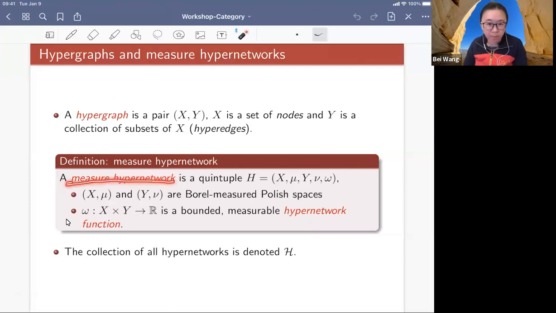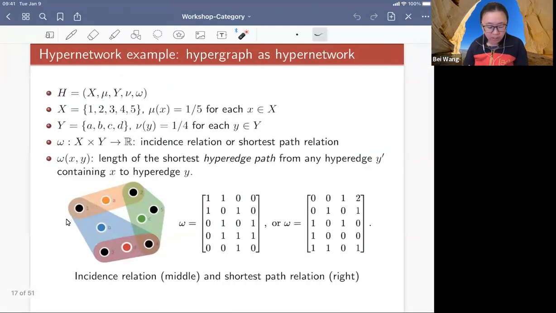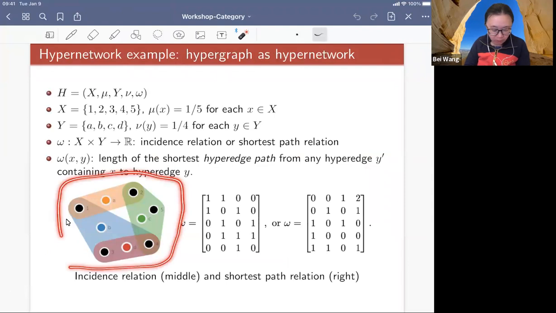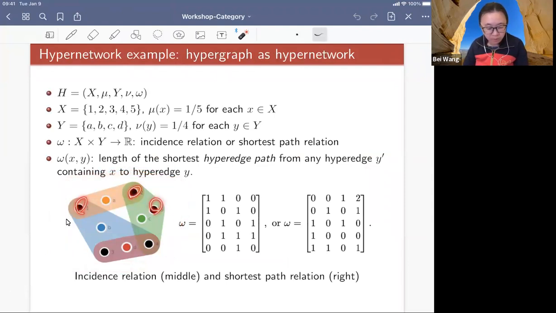Hypernetworks can arise from other data than hypergraphs, but for this talk, I'm going to focus mostly on hypergraphs. So again, let's look at the hypergraph you saw before. In this particular case, I have 5 nodes, and for each one of them, let's use a uniform probability measure, so it's 1/5. I have 4 hyperedges, and again, I'm going to use a uniform measure over the hyperedges.